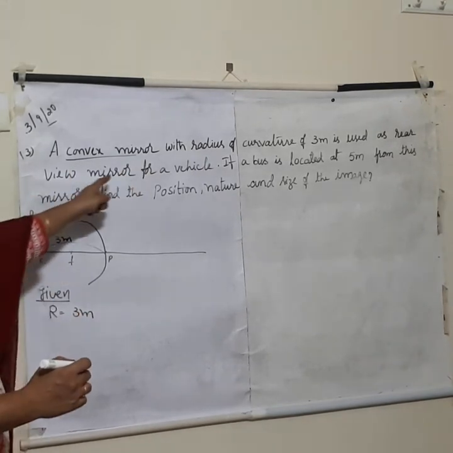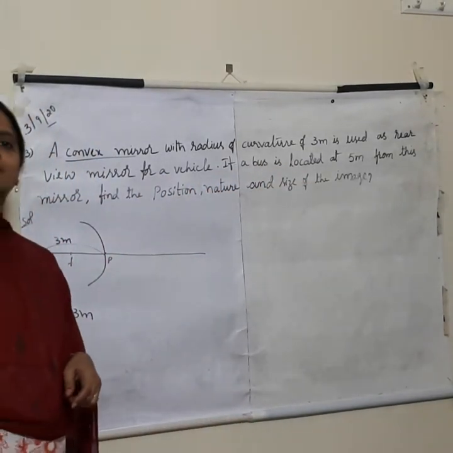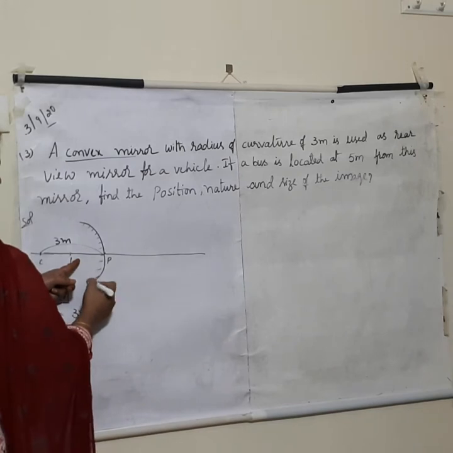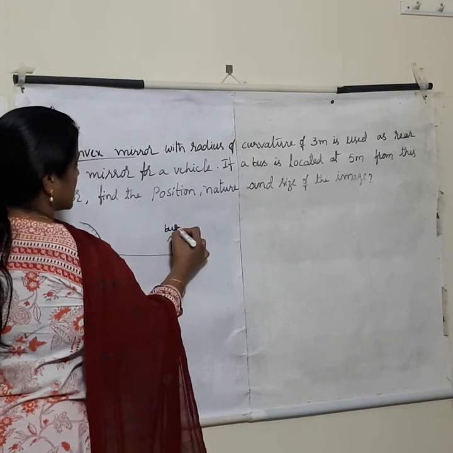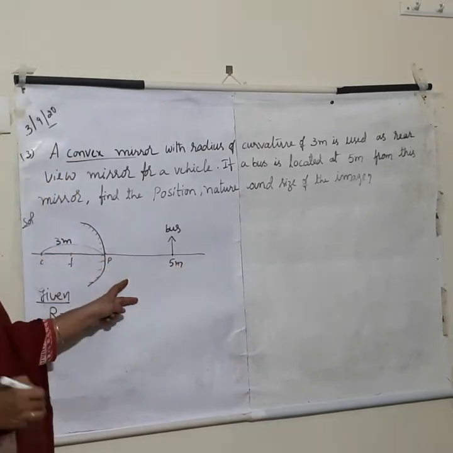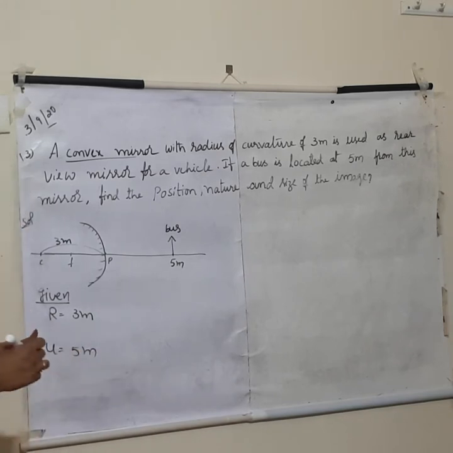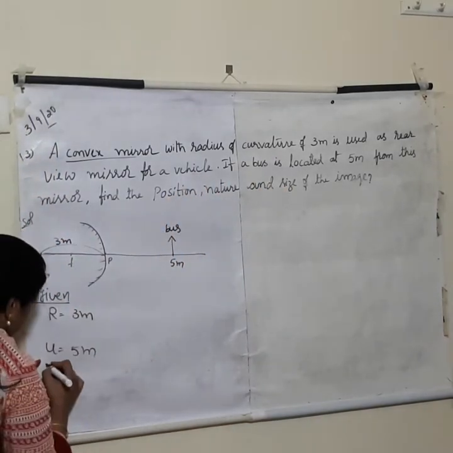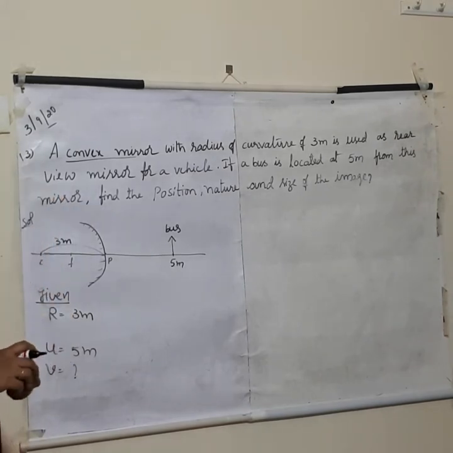Next, for a vehicle, if a bus is located at 5 meters, bus here you have to take as an object. So in front of a convex mirror, a bus is located at a distance of 5. You take it as the bus. So from P to this object you take it as 5 meters. Object distance is given. U is equal to 5 meters. Find the position, nature and the size of the image. Now you must find out what is the V value and nature of the image. You must find out size also.